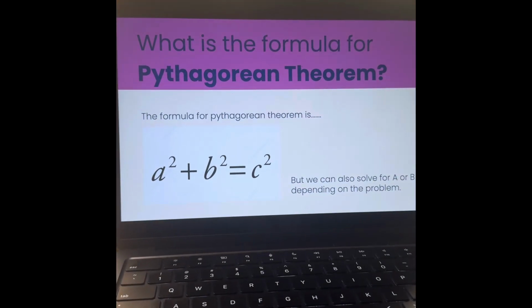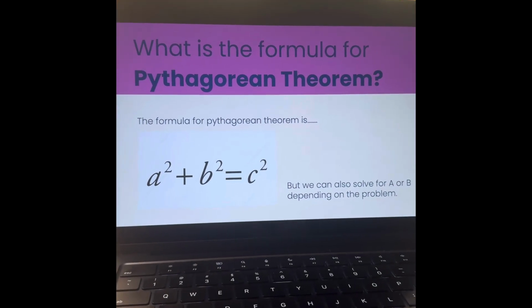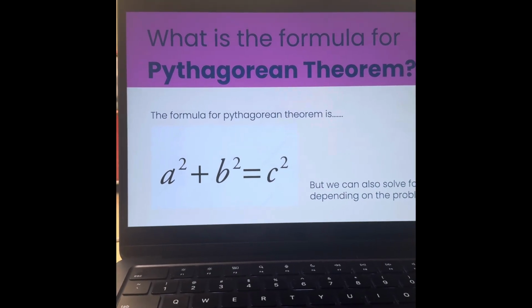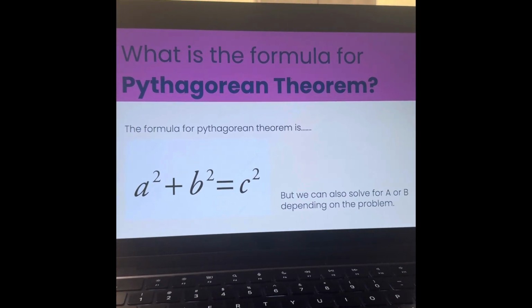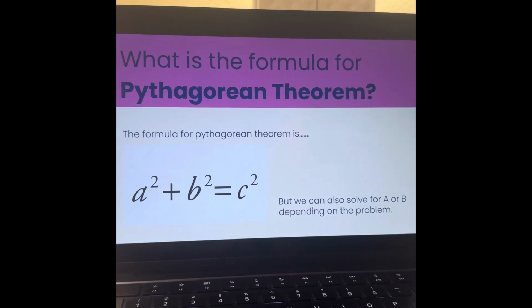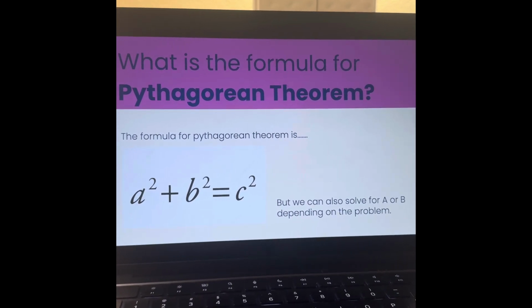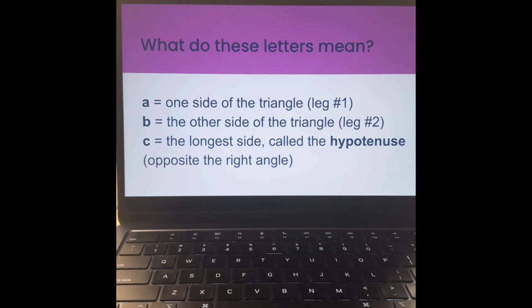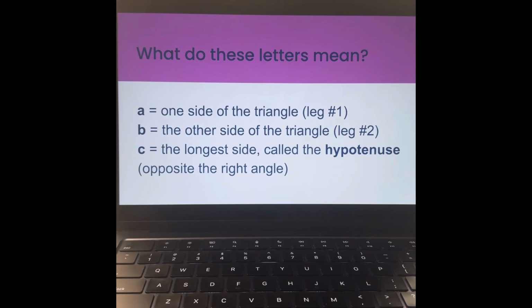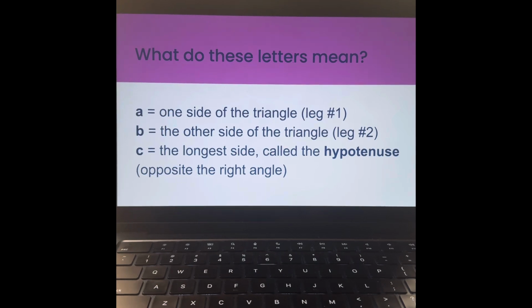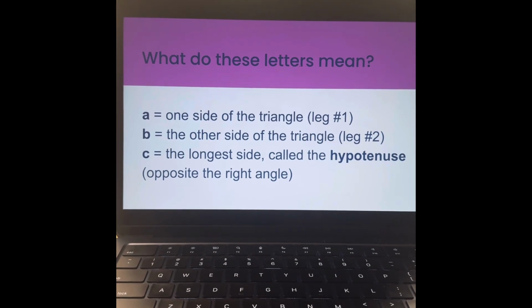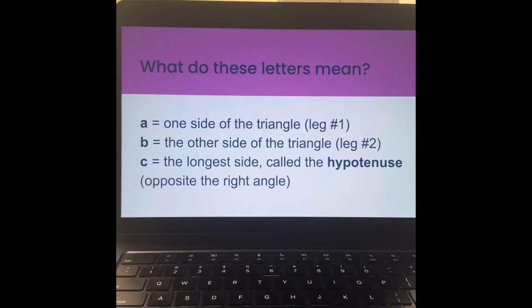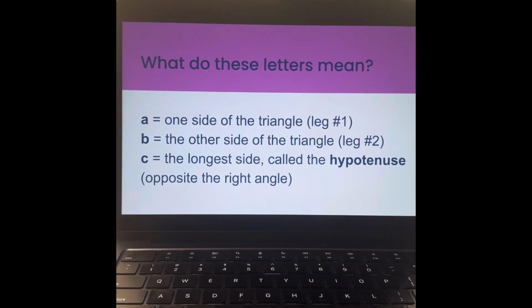What is the formula for the Pythagorean theorem? The formula is a squared plus b squared equals c squared, but we can also solve for a or b depending on the problem using our algebra skills. What do each of these letters mean? For leg 1 and leg 2, it doesn't matter, you can pick A or B. However, C is the longest side of the triangle, which is called your hypotenuse, and typically it is opposite your right angle.